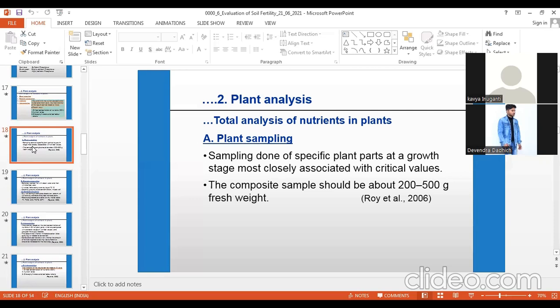And within the leaf, should we take the whole leaf? Should we take the petiole? What portion of the leaf or plant should be taken? Should I sample the whole plant? Depending upon the requirement and sensitivity of the plant to a particular nutrient, we decide the plant part that should be used and the stage at which the plant should be sampled. So the composite sample should be about 200 to 500 gram fresh weight.